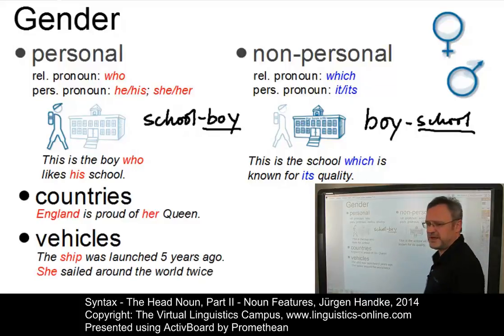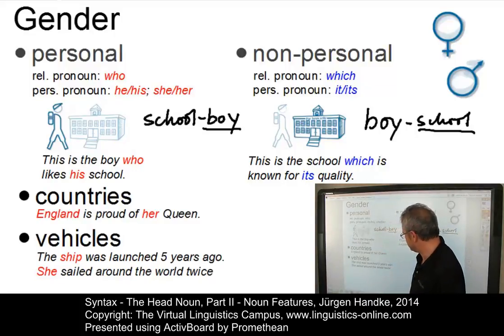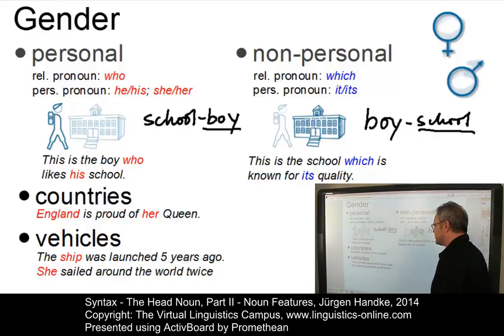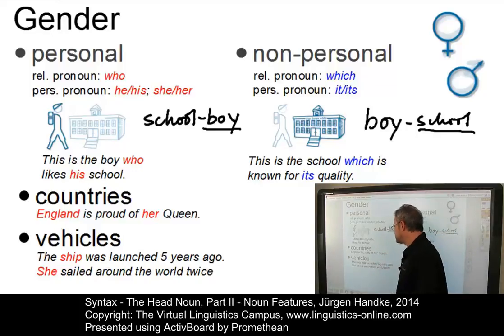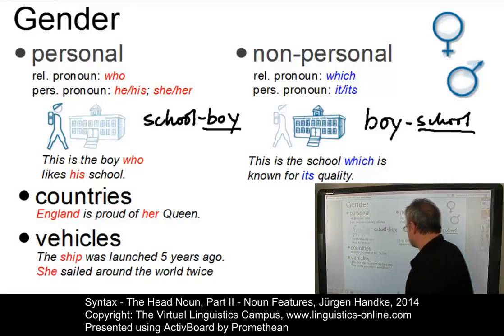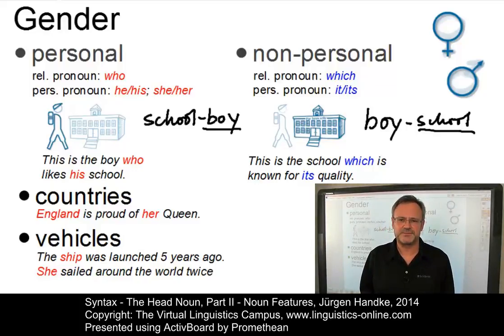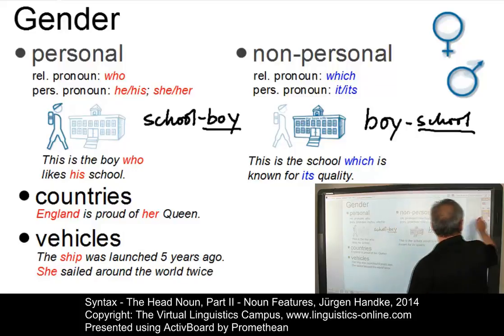Depending on their use, special genders can be assigned to countries and vehicles. For example, England is proud of her queen indicates that England is personal to some extent. It is even feminine. And the ship was launched 5 years ago. She sailed around the world, is also personal and feminine. So these are special cases of gender. Let's look at case next.